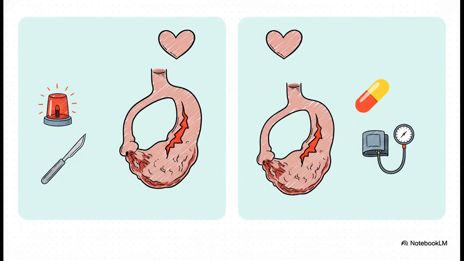Now listen carefully. You must remember this for your exams and for your entire career. The location of the tear is everything. Type A involves the ascending aorta and is a surgical emergency because it can rupture straight into the heart sac. Type B is distal and can often be managed by aggressively controlling the blood pressure. This classification completely changes the management and the prognosis.